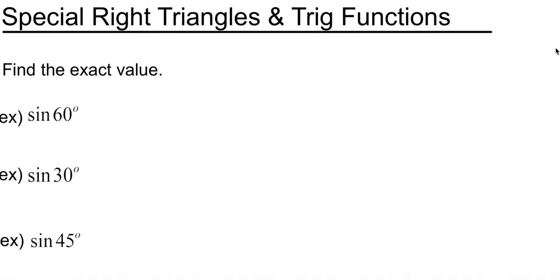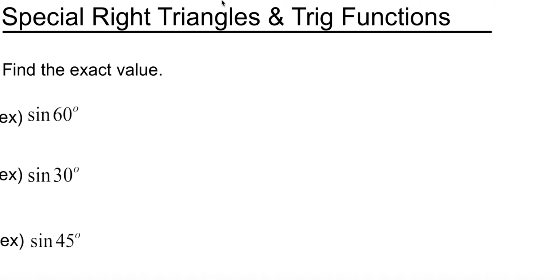So here we're going to start with sine, and you can see I have three examples on the left. Find the exact value of the sine of 60 degrees, the sine of 30 degrees, and the sine of 45 degrees. To give these values, we need those two special right triangles that we discussed in the previous video. So the first question asks for the sine of 60 degrees.